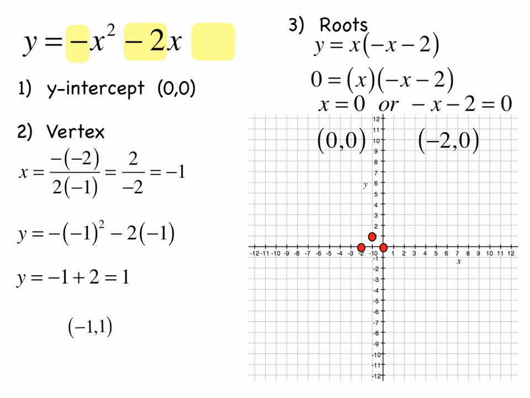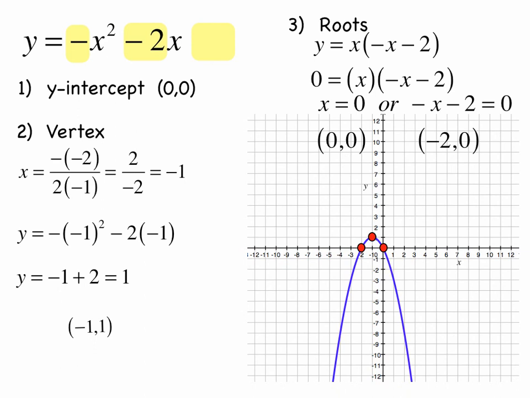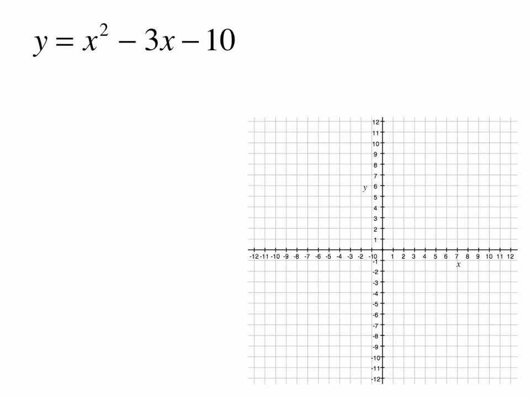Again, I have a pretty good idea of what this graph looks like. My a value is negative 1. It's going to be concave down, and here's what it looks like.